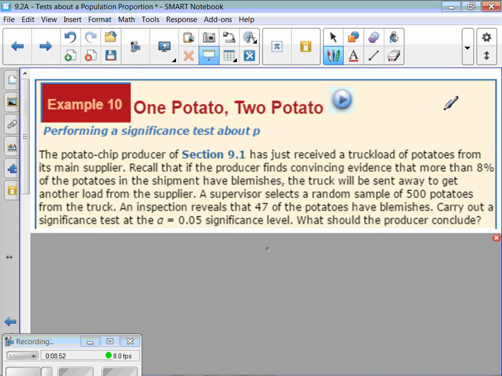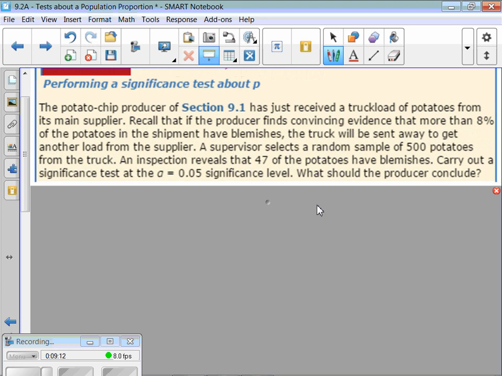So let's do an entire significance test. The potato chip producer of section 9.1 has just received a truckload of potatoes from its main supplier. Recall that if the producer finds convincing evidence that more than 8% of the potatoes in the shipment have blemishes, the truck will be sent away to get another load from the supplier. The supervisor selects a sample of 500 potatoes from the truck, and inspection reveals that 47 of the potatoes have blemishes. So we already have a p-hat right here. Our p-hat is 47 out of 500 have blemishes, which is 0.094.